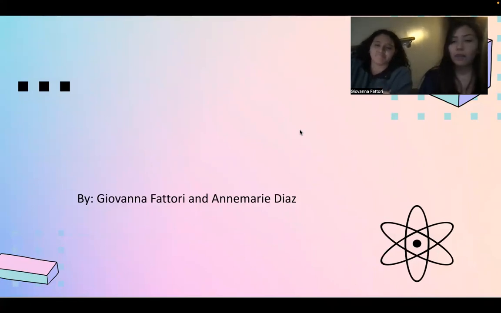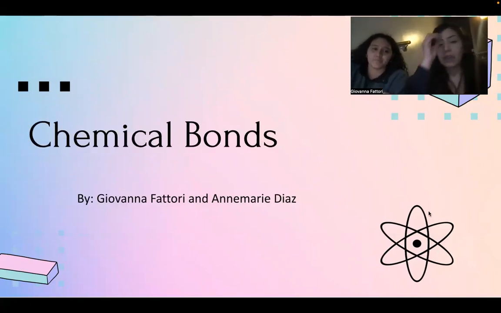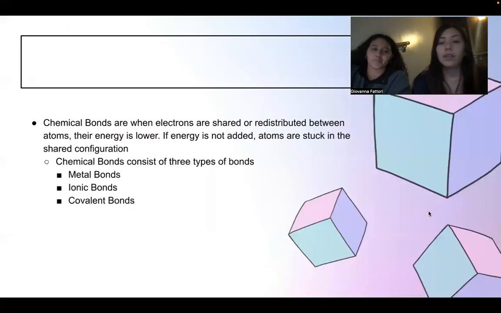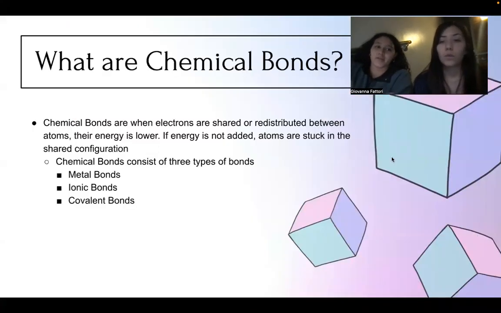And the concept that we are talking about today is chemical bonds. What are chemical bonds? Chemical bonds are when electrons are shared or redistributed between atoms. If their energy is lower and energy is not added, these atoms can get stuck in their shared configuration. And today we'll be talking about 3 different kinds of chemical bonds, which are metal bonds, ionic bonds, and covalent bonds.